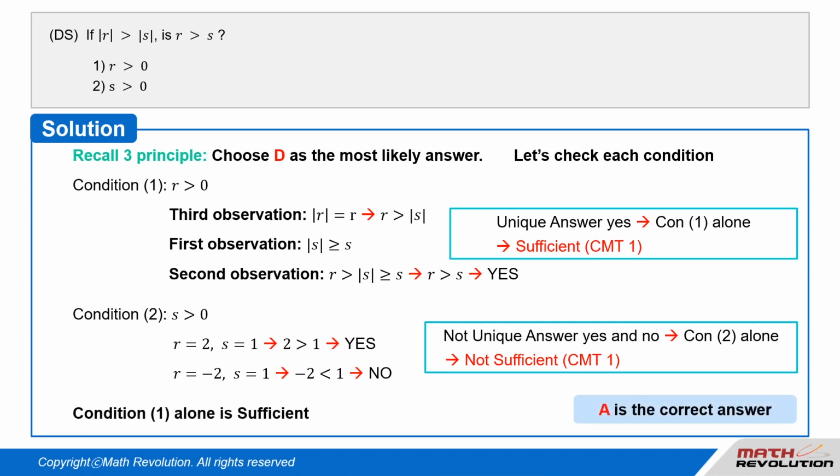Condition 1 alone is sufficient, so A is the correct answer. Answer: A.